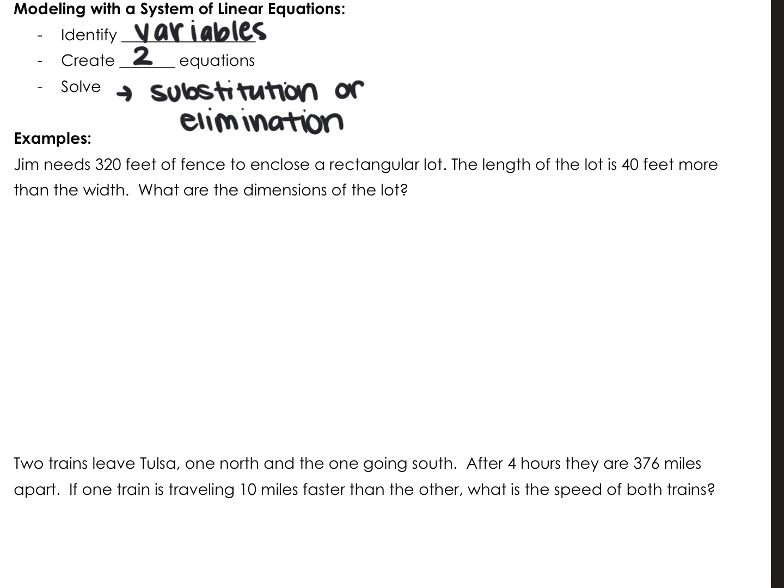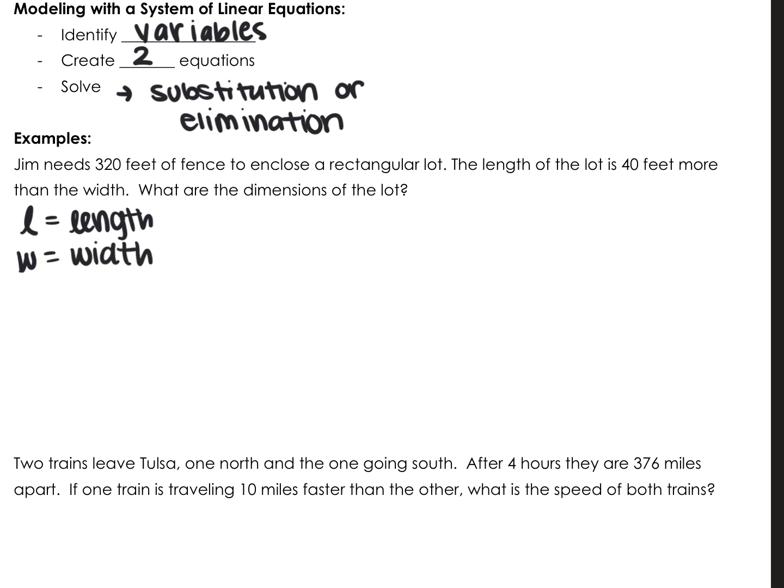So first application problem we have is that Jim needs 320 feet of fence to enclose a rectangular lot. He knows that the length of the lot is going to be 40 feet more than the width. So we need to know the dimensions of the lot. So basically we need to know the width so we can do our dimensions. So my variables, I'm going to use L and W. L is going to represent my length. W is going to represent my width.